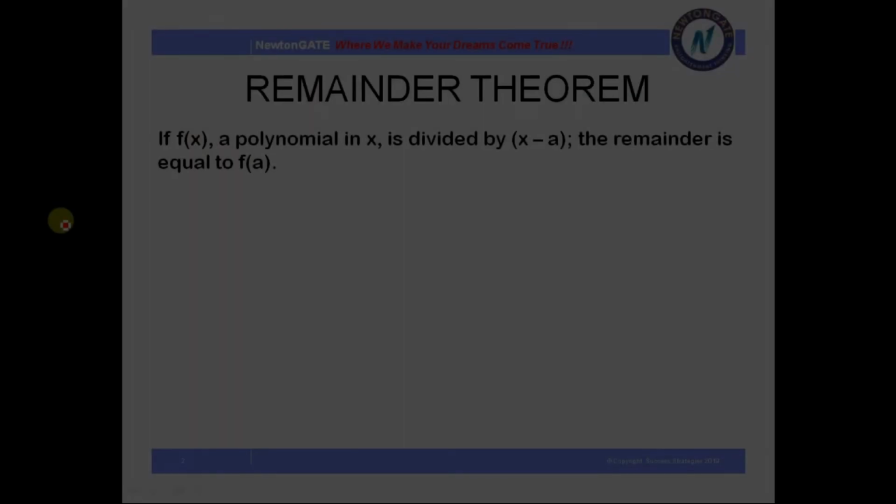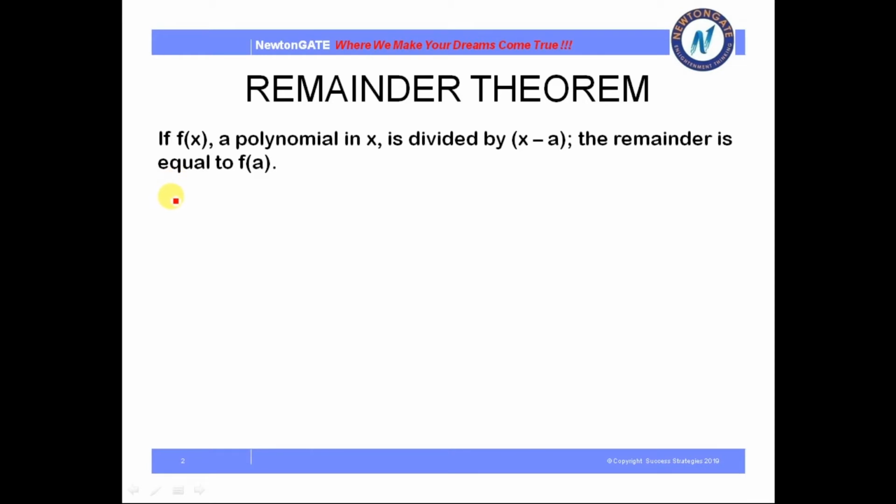So let's start. Remainder theorem. The remainder theorem says that if f of x is a polynomial in x and is divided by x minus a, then it leaves a remainder that is equal to f of a. Let's say we have a polynomial x squared plus 3x plus 1, and it is divided by x minus a. We divide this polynomial by, let's say, x minus 2. So we have a polynomial and we have a divisor. The remainder theorem says that it will leave a remainder that is equal to f of a.